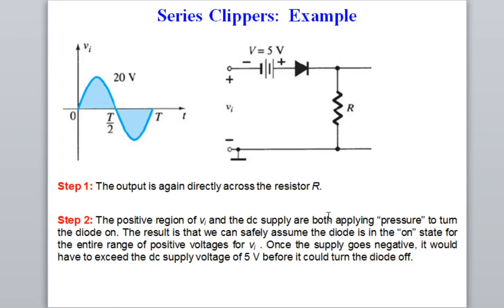Once the supply goes negative, the diode will not immediately go to reverse bias. In the case of a rectifier, as the supply went negative, the diode went into reverse bias, but here it does not because of this power supply. So once the supply goes negative, the input signal has to exceed the DC supply voltage of 5 volt before the diode goes into the off state.